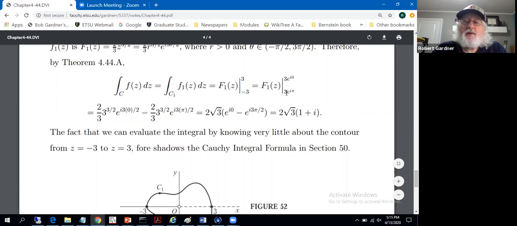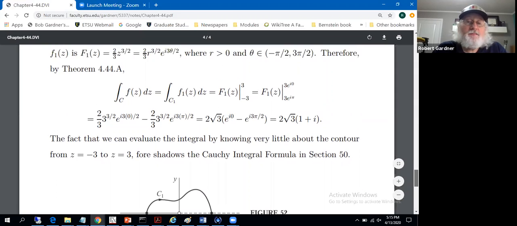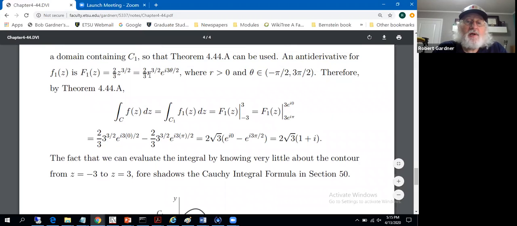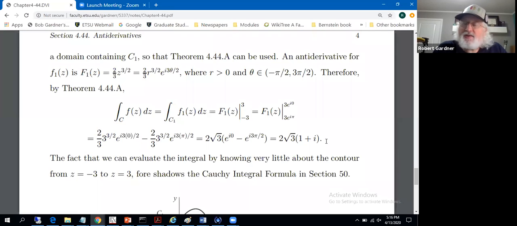Substitute in r equals 3 and these two different theta values. r equals 3 up here in the antiderivative. So we'll get 2/3, 3 to the 3/2, 3 in both of them, e to the i 3 theta, upper value of theta 0, lower value is pi. So 0 here and a pi here. Do your arithmetic and out pops the number 2 square root of 3, 1 plus i.